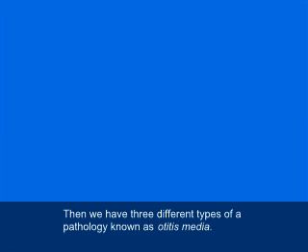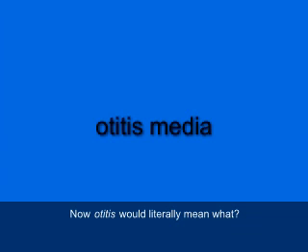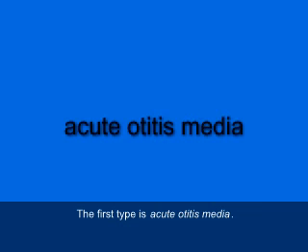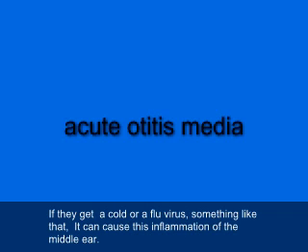Then we have three different types of a pathology known as otitis media. Now, otitis would literally mean what? Well, that would mean inflammation of the ear, and media refers to middle. So it's a middle ear inflammation. The first type is acute otitis media. And this is a form of middle ear inflammation that is associated with upper respiratory infections in young children. If they get a cold or a flu virus, something like that, it can cause this inflammation of the middle ear.